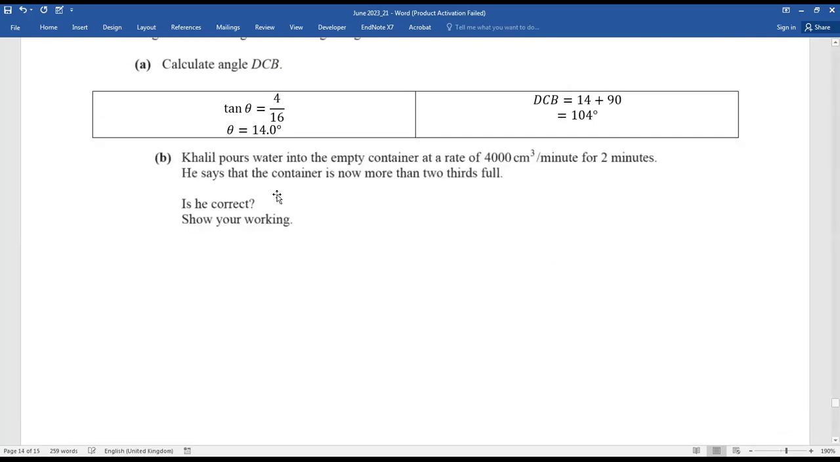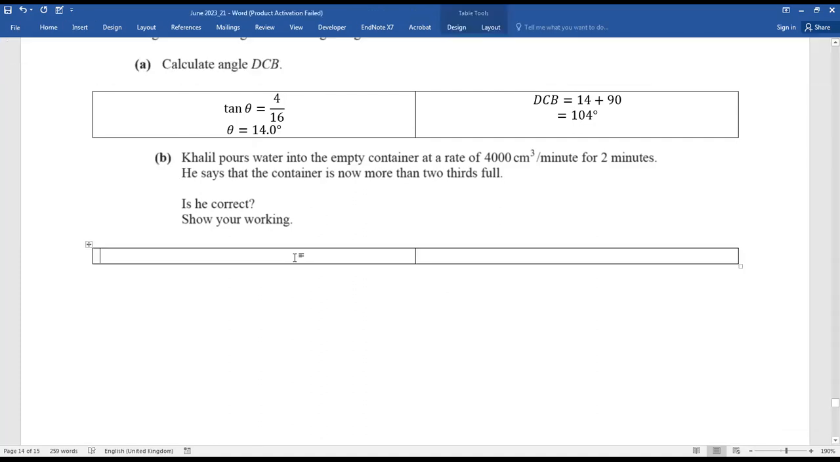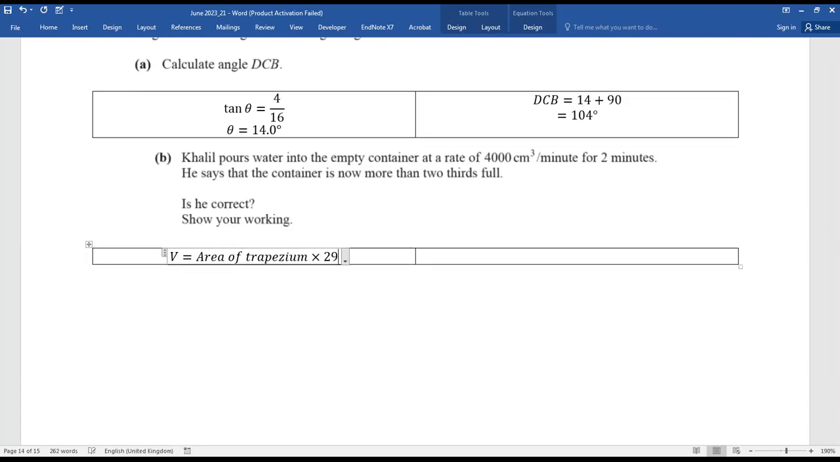Khalil pours water into the empty container at a rate of 4,000 centimeter cube per minute for 2 minutes. He says that the container is now more than 2/3 full. Is he correct? Let's see. First, let's find out the volume of the container. How will we do that? In this one, we'll take its prism, area of the uniform cross section, which is the trapezium, and we'll multiply that by the length between the two faces, which is 29 in this case.